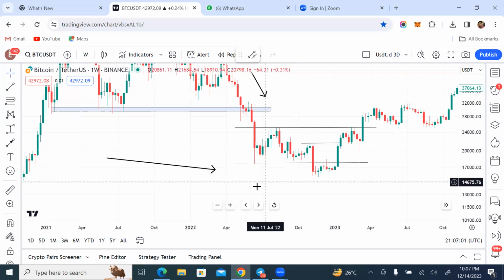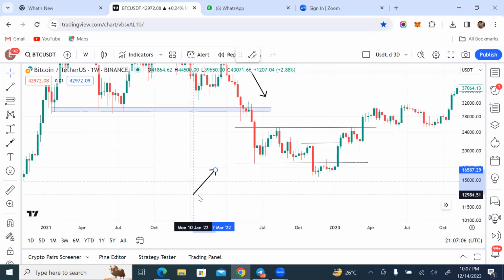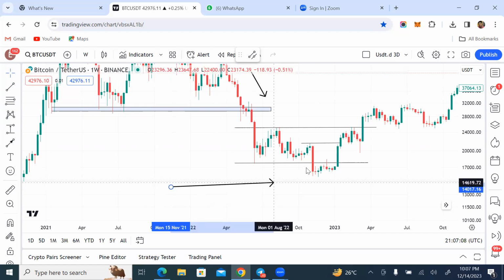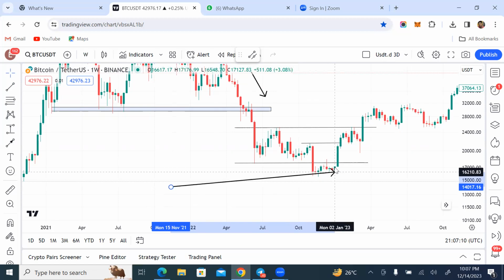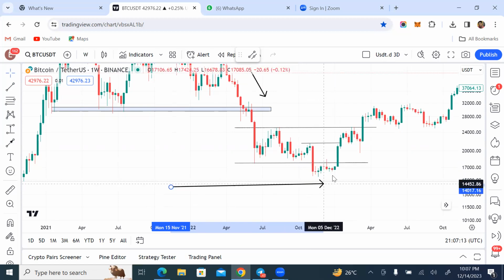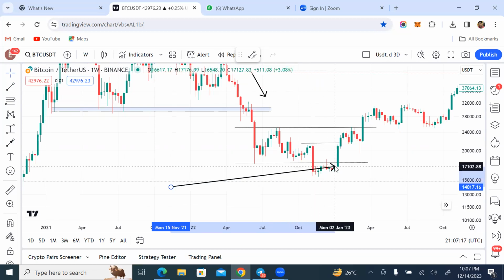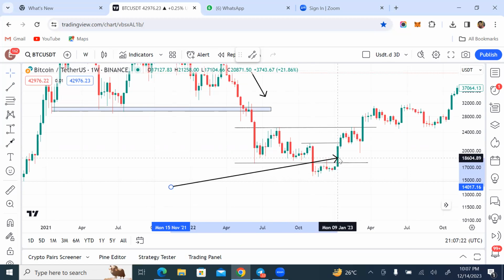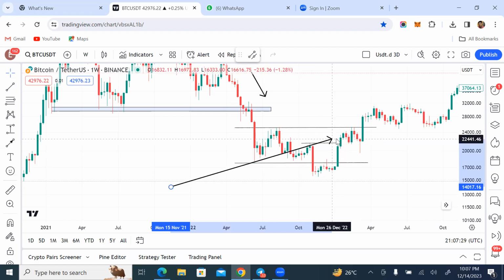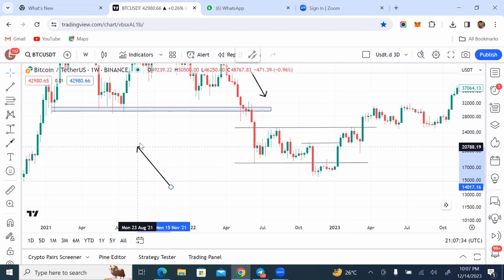Now, the institutions will step into the market. Since they have a database where they monitor all your open orders, they know where you are putting your stop loss, my dear friend. So they are going to step in with this big candle. You can see how big this candle is. This is an institutional candle. They will step in, swallow all your stop loss. Now, that stop loss is what we now call liquidity.